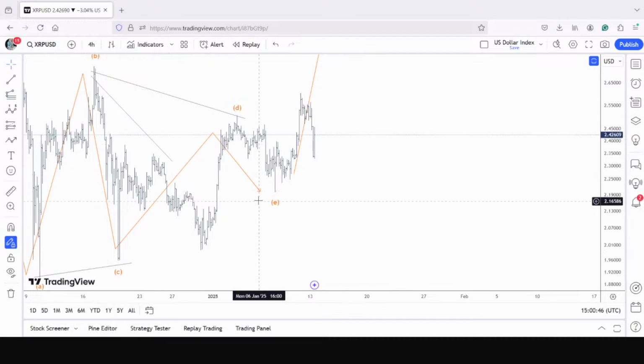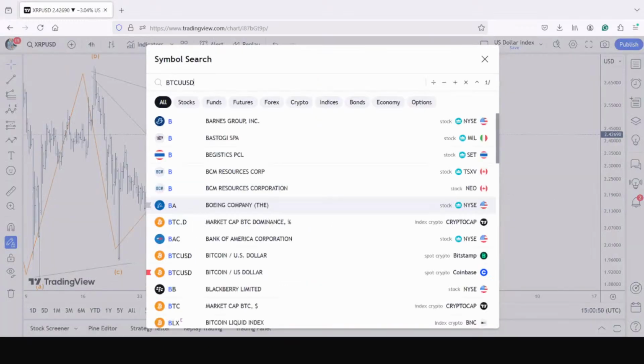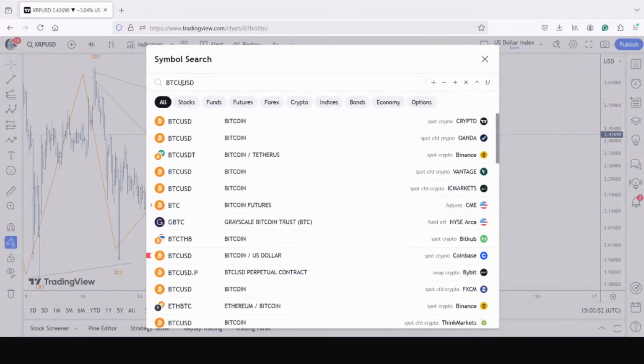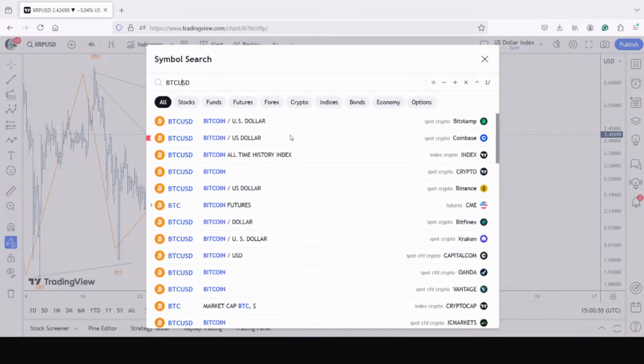There are aggressive traders who would want to go long in the other three coins as well, but I would suggest waiting for the price action to confirm and then going long again.